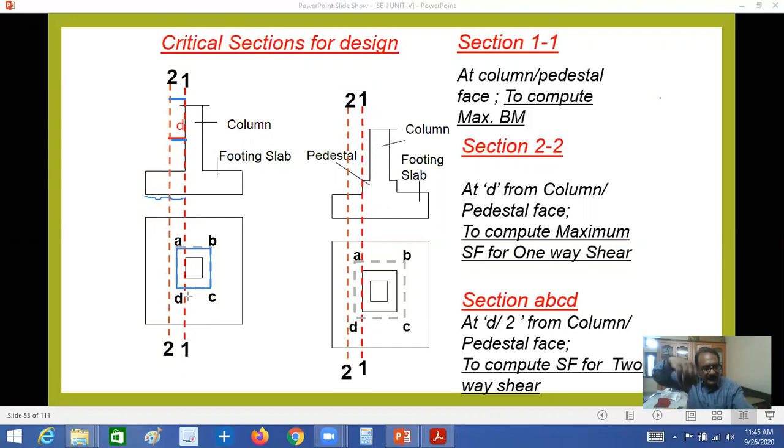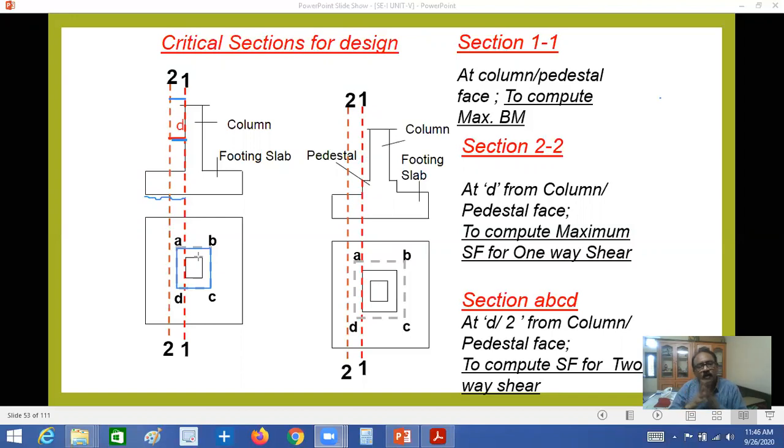Whenever there is a thin paper and you put a pencil on it, what will happen? It will break down. That is assumed at d by 2. All around the column, whether square, rectangular or circular, the distance is d by 2, and that is the critical section for punching shear. Here we have three critical sections: we have to design for bending moment, design for one-way shear, and check for two-way shear.